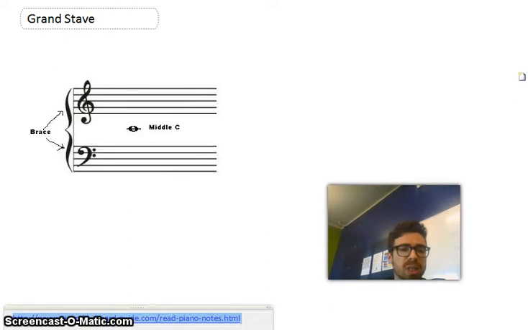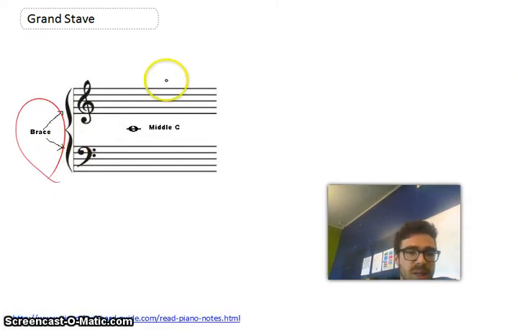Now what happens when we put the treble clef and the bass clef together? We get something called the grand stave, and they're usually connected by this device here called a brace. So the brace just lets us know that the treble clef and the bass clef should be played at the same time, and they connect up at middle C, which is the first ledger line below the treble clef and the first ledger line above the bass clef, and they're both the same note.